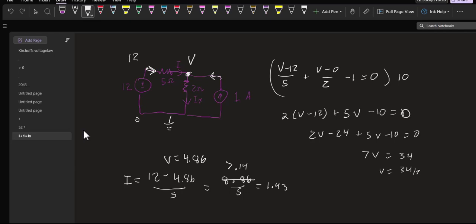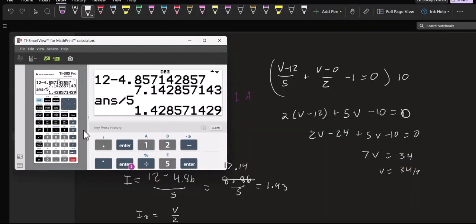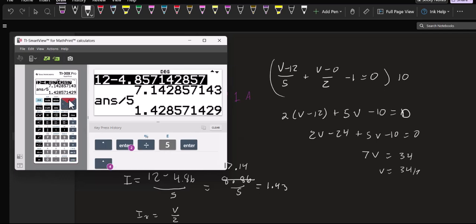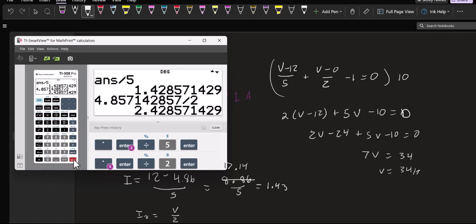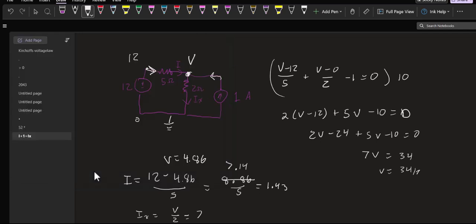So I is 1.43. Ix, if we look at this node right here, well, let's just keep doing this nodal analysis. Going down, that Ix has to be V minus 0 over 2. V was 4.86. So if I take V divided by 2, I get 2.43, and that's Ix.